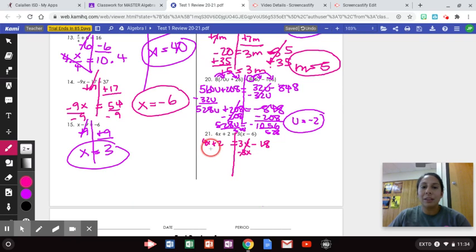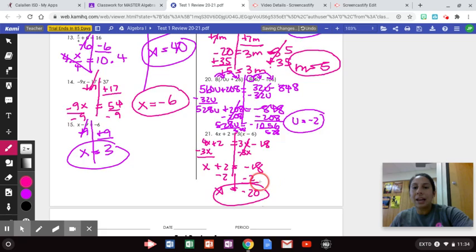I'm going to take away 3x from the other side. That leaves you with 1x, or just x, plus 2 equals negative 18. Now the opposite of plus 2 is take away 2. So we end up with x is equal to negative 18 and negative 2 make negative 20.